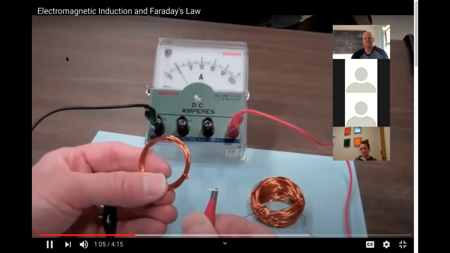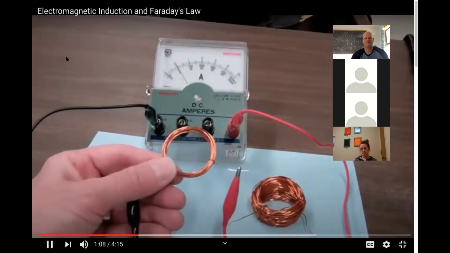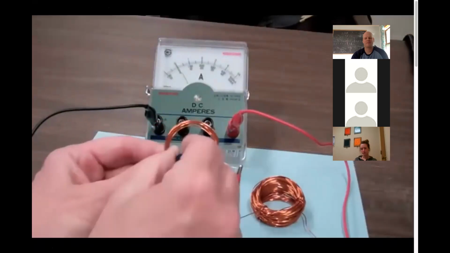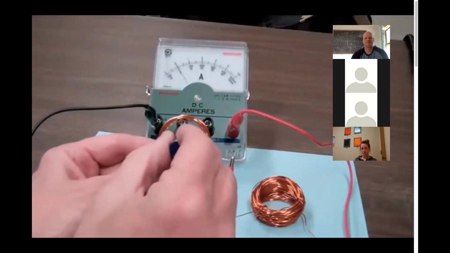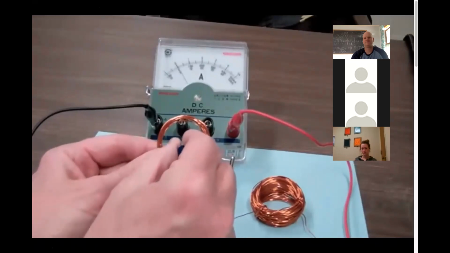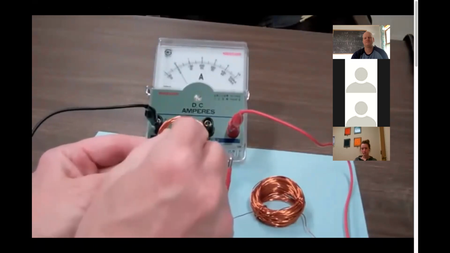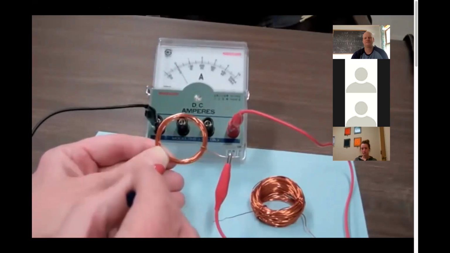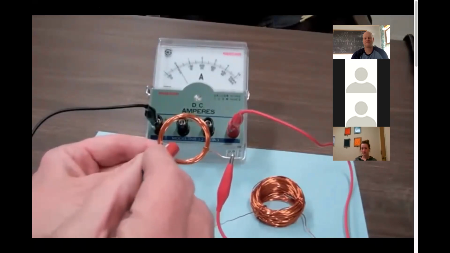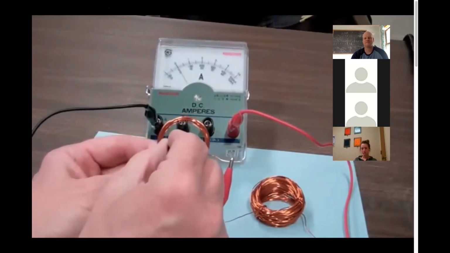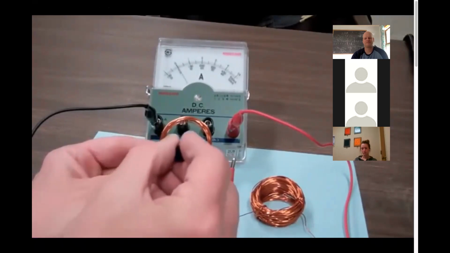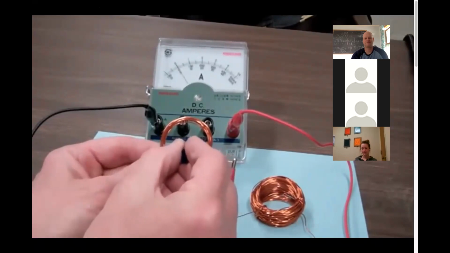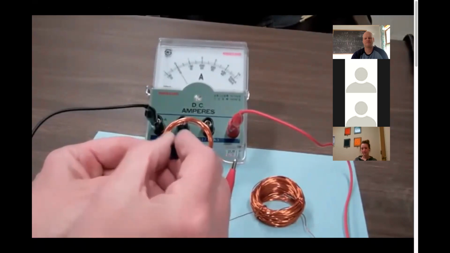I'm going to move the bar magnet in and out of the coil. Now you can see more movement of the needle. In fact, if I go very slowly, you see just a little bit of a deflection. And if I go quickly, you see a greater amount of deflection. Also, as the magnet is going in, the needle deflects to the right. And as I pull the magnet out, it deflects to the left. But when the magnet isn't moving, there's no deflection, indicating no current flowing.